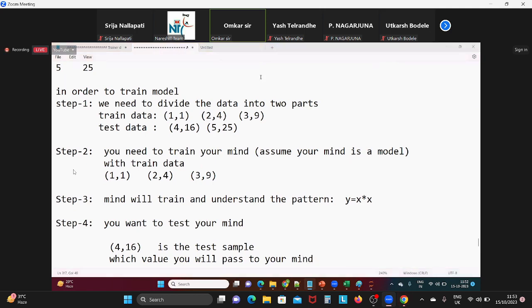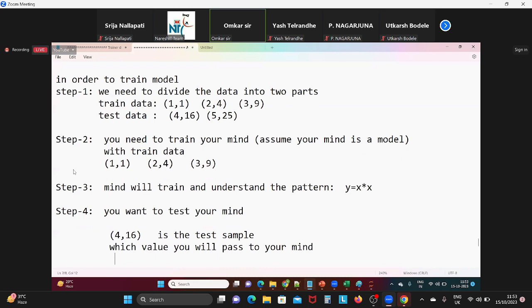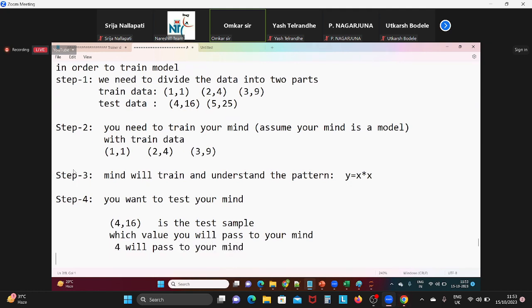4, right? No, Murli, don't go for direct judgment. The computer will go step by step, right? Which value will pass to your mind in order to test? The X value, that is only 4. Understood, Murli? Only 4 will pass to your mind. Now your mind will give one answer.